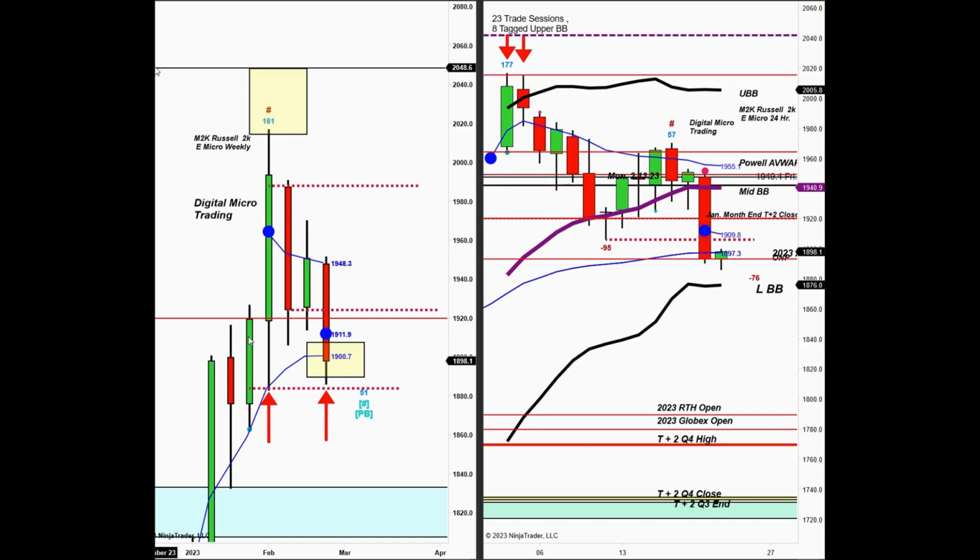And again, these are the levels. I'm just going to watch this anchored VWAP. That is the key for the year. On the 24-hour chart, it's 1897. On the weekly chart, it's 1900.7. Those are the key areas for bulls to defend. It's a must defend because it's all of the average price action that's happened for 2023, those two prices.